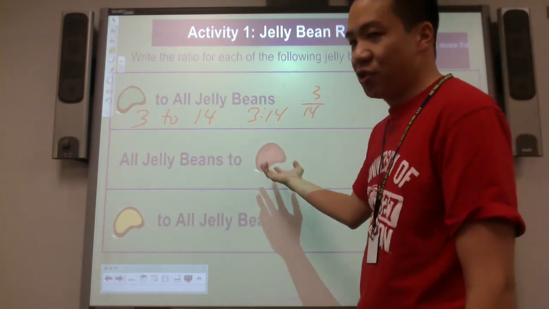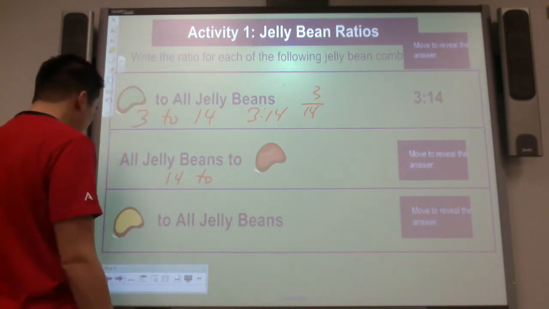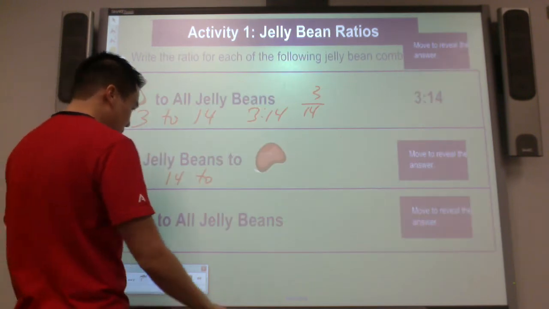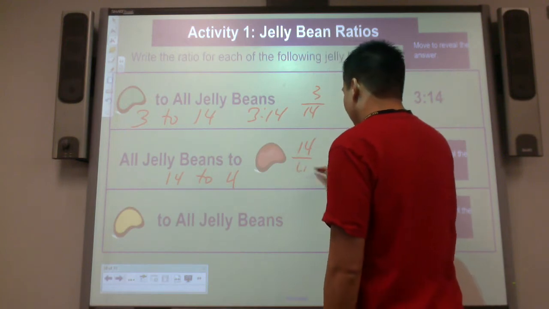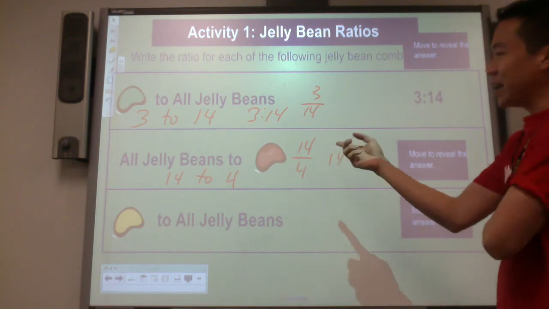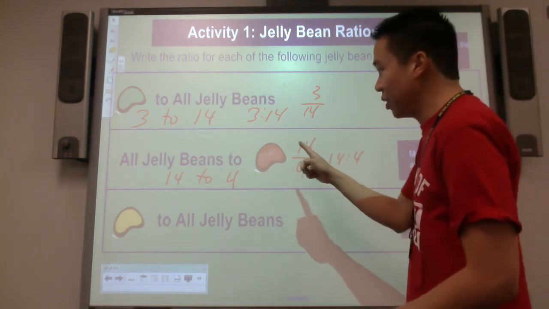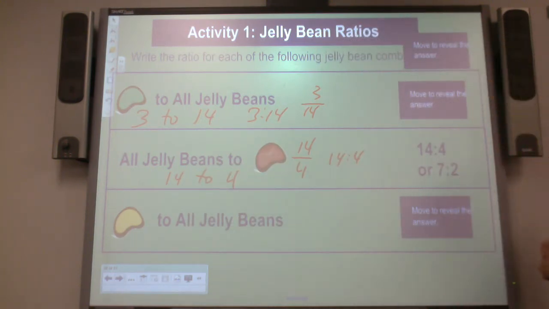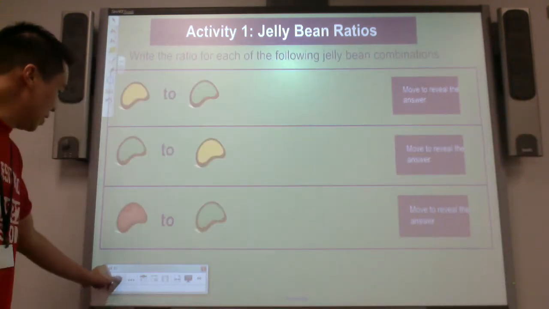And then all jelly beans to red, and I know there's 14 jelly beans in all. I cannot remember how many red, so let's go back. I think I see 4. Ooh, I already see I'm going to have a problem right here. 14:4. This is a good answer. I wonder if they're going to make us simplify this. 14:4 to 7:2. Let's see. They did. So 14:4 is the same as 7:2. And so on.